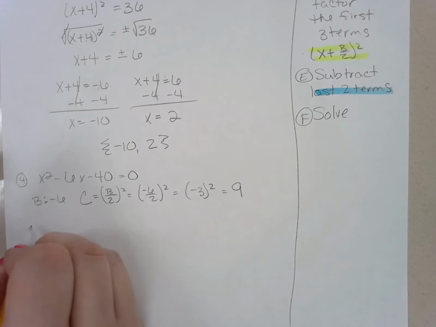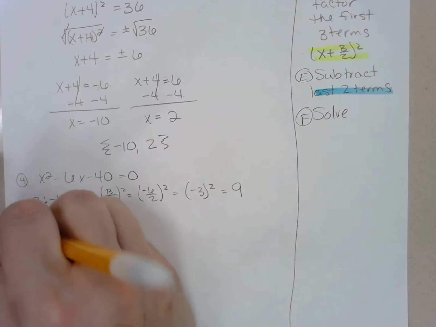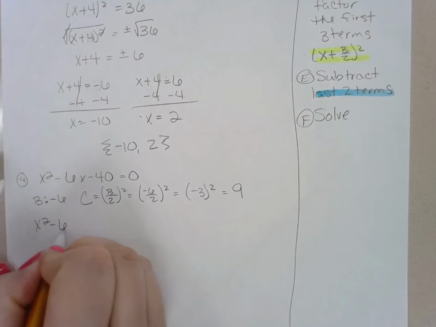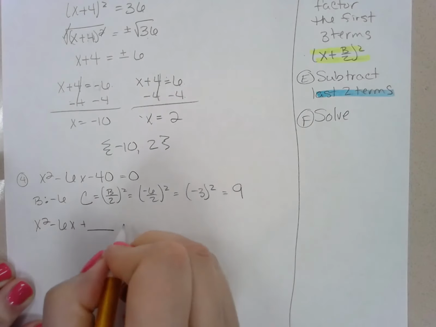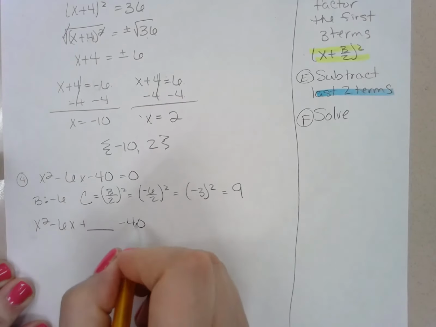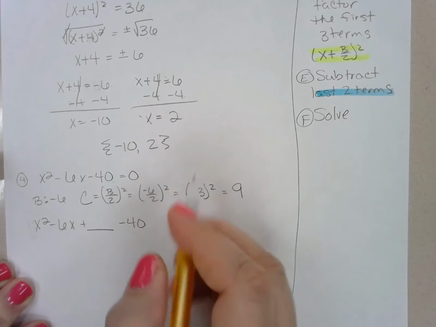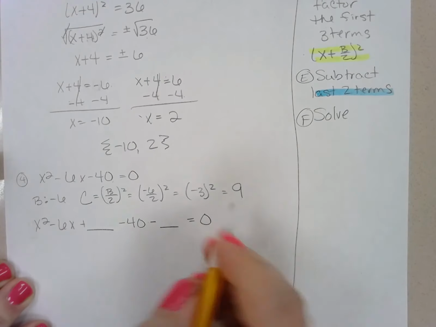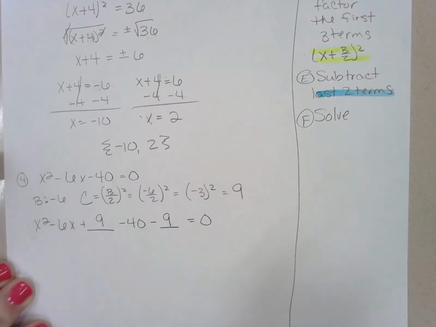And then we do our rewrite. x squared minus 6x plus a blank minus 40. That minus 40 comes from the original problem. Minus a blank, and all of it still equals 0. We're going to substitute in that new c that we just made.